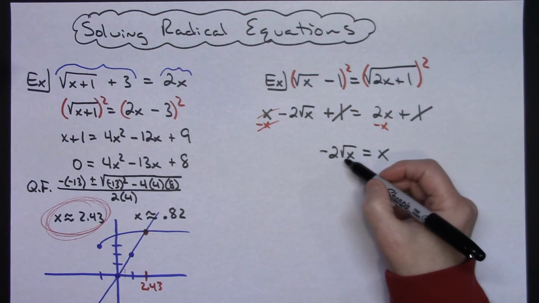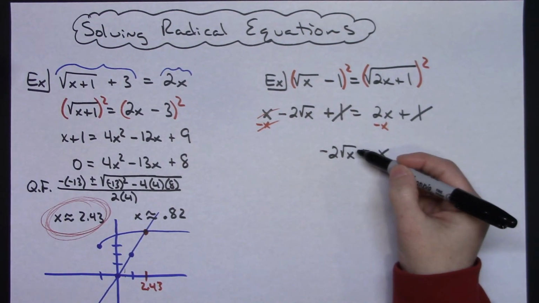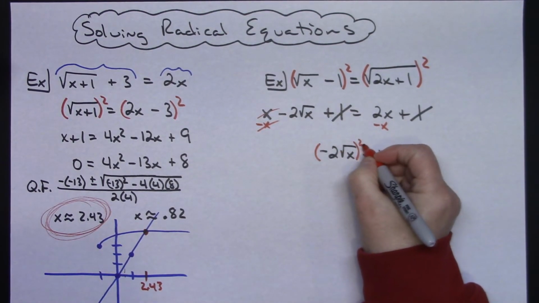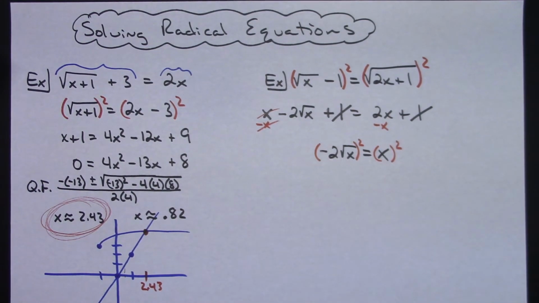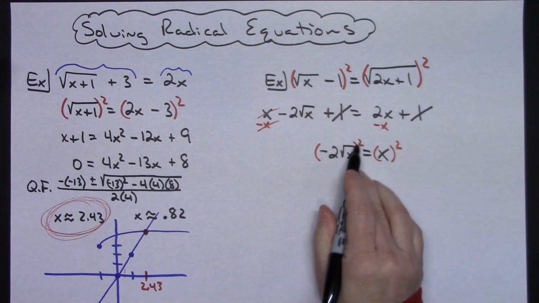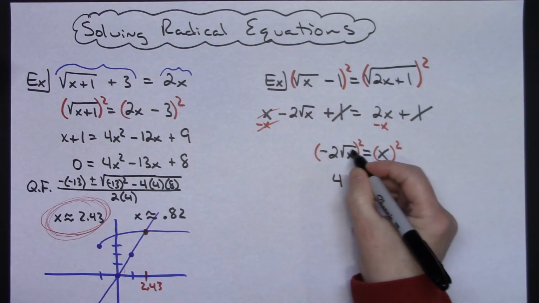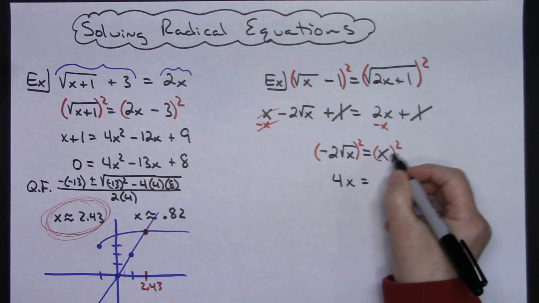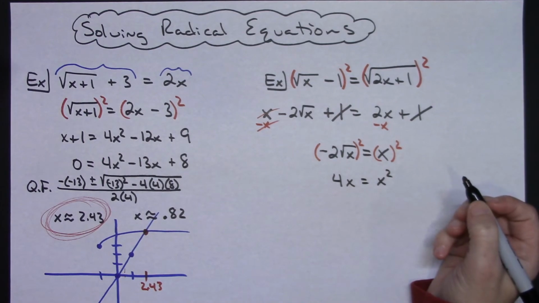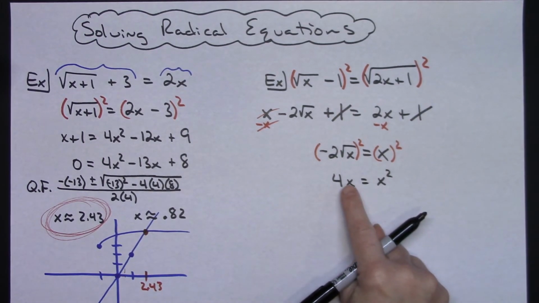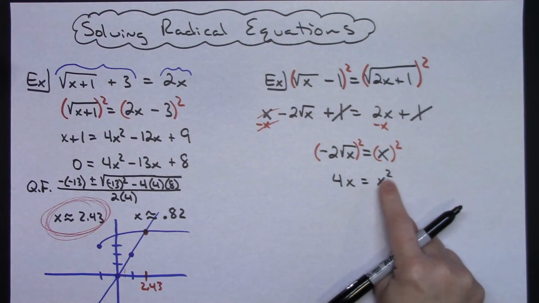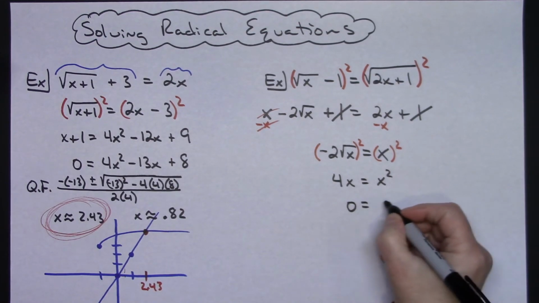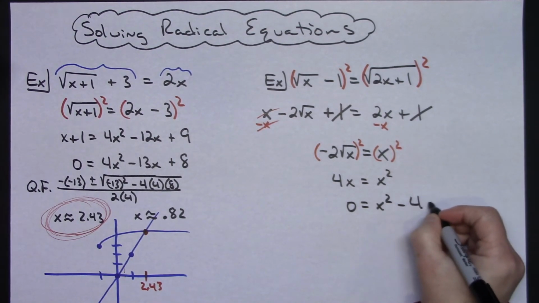Okay, now I think at this point I need to get rid of this square root, so I'm going to have to square both sides of the equation again. So I'm going to square this side, and I'm going to square this side. Okay, so when I take the negative 2 and square it, I will get a 4. Square root of x squared, inverse operations there, it's going to leave me with an x. And then on this side I will just have an x squared. Alright, I want my leading coefficient on my x squared term to remain positive, so I'm going to subtract 4x from both sides of the equation. So then x squared minus 4x.